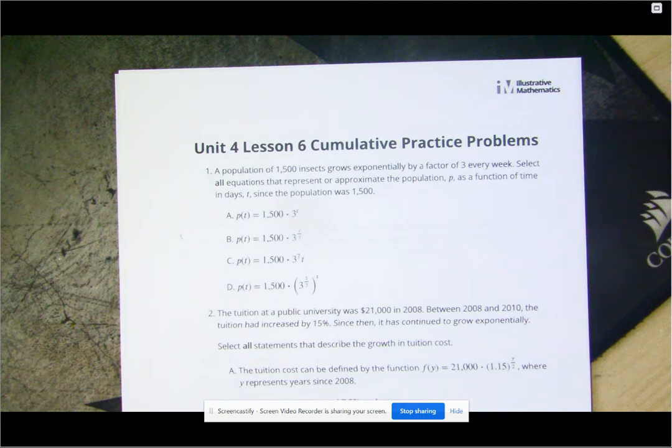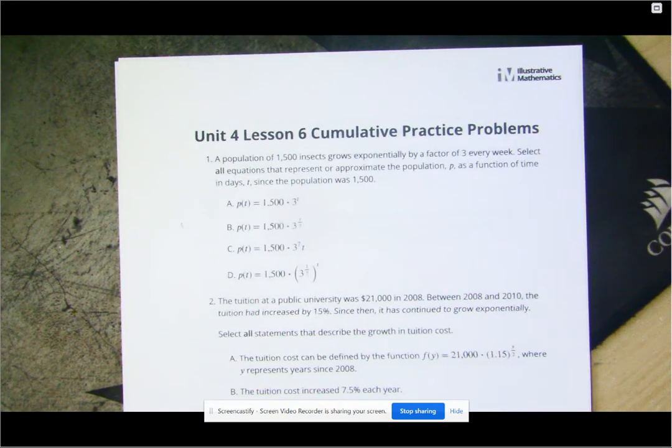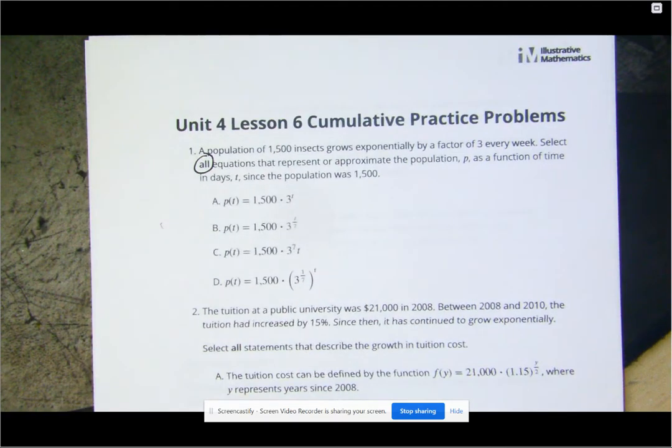Number 1, a population of 1,500 insects grows exponentially by a factor of 3 every week. Select all equations that represent or approximate the population P as a function of time in days T since the population was 1,500. So you could look at the choices and then decide, or you could just try to write the rule yourself.